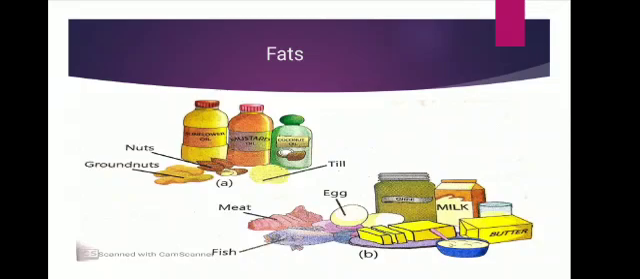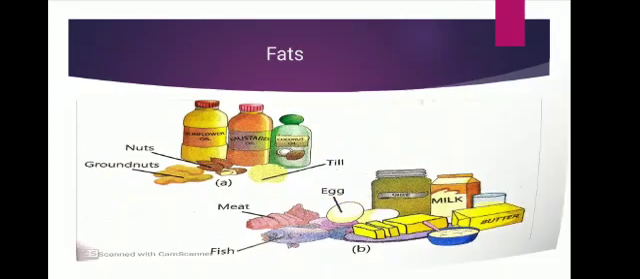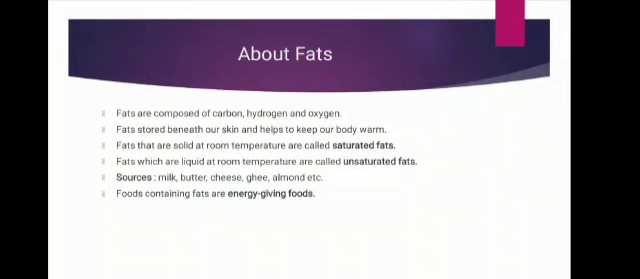Now next component is fat. See this figure. Figure A shows the plant sources of fats and figure B shows the animal sources of fats. Okay. Fats are composed of carbon, hydrogen and oxygen. Its work is to keep our body warm. How? It is stored beneath our skin and protects our body against the rapid loss of heat.